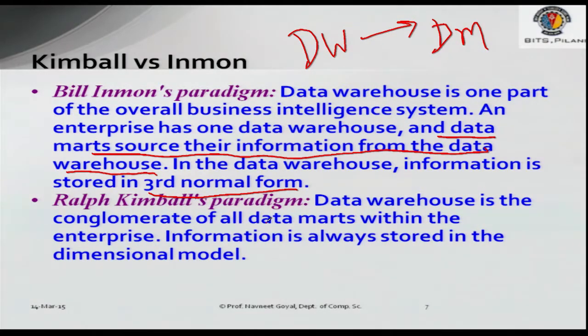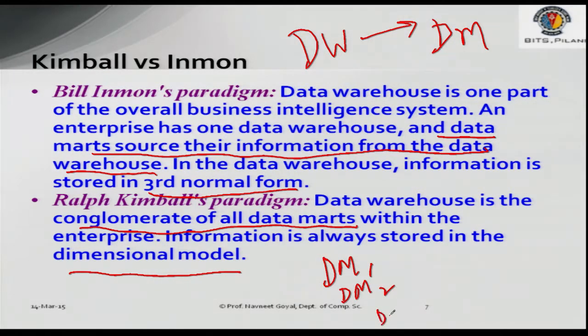Whereas Ralph Kimball's paradigm is slightly different. The data warehouse is the conglomerate of all data marts within the enterprise, and information is always stored in the dimensional model. It does not talk about normalization and other things, and it says that data marts DM1, DM2, up to DMN contribute. When I integrate them, then I get a data warehouse. So you can see the contrast between these two paradigms.